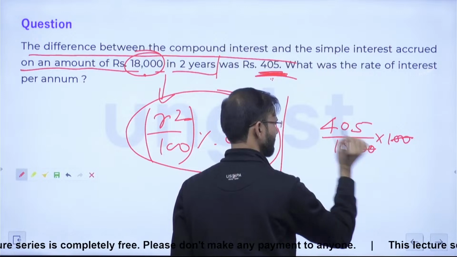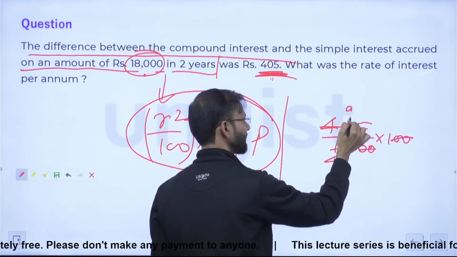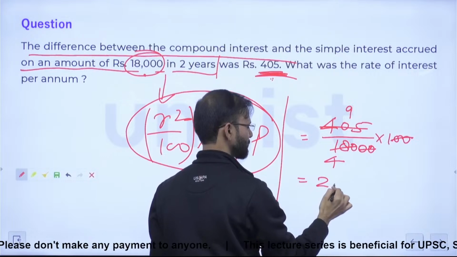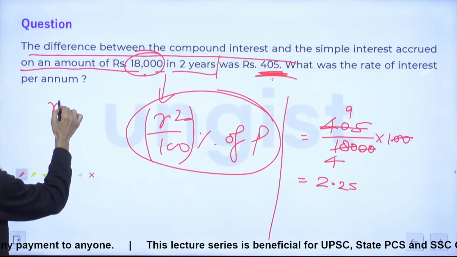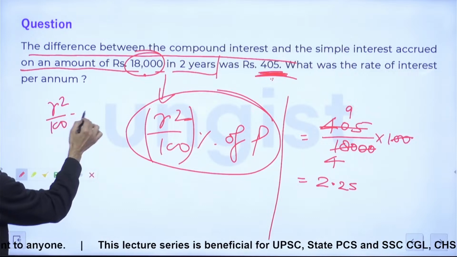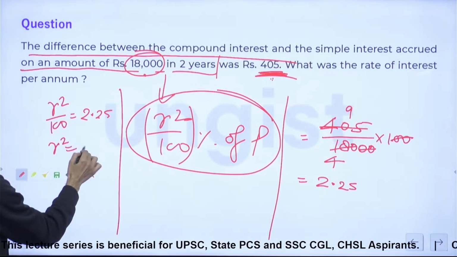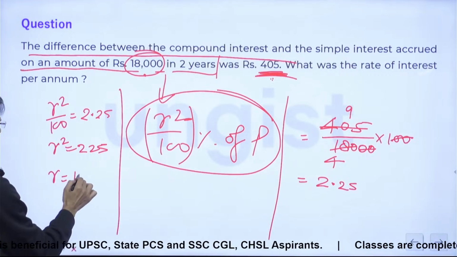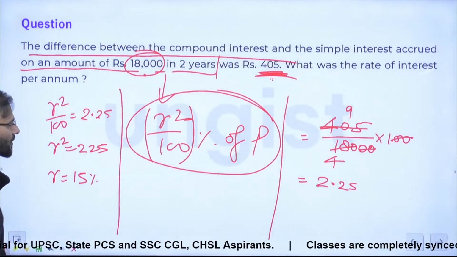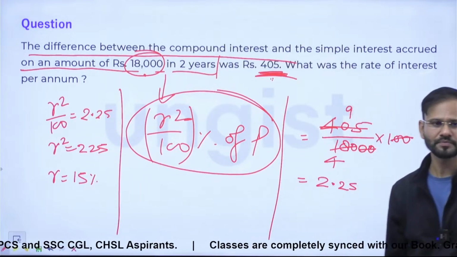Okay, so guys this is 45 into 4 and this is 45 into 9, so this is 2.25, right? So guys, R square by 100 is equal to 2.25. So R square is equal to 225. What is R? R is equal to 15% per annum. Guys, it is clear now, right?